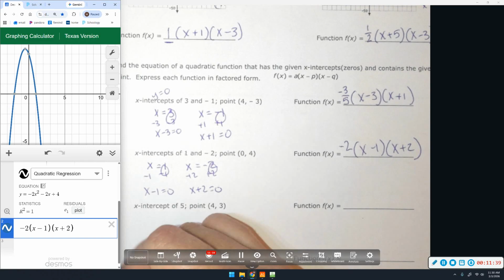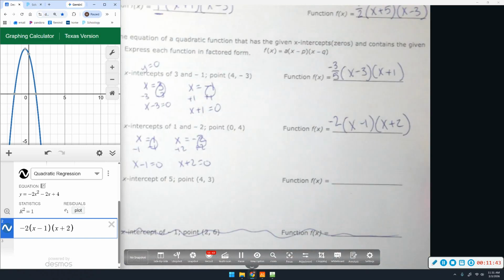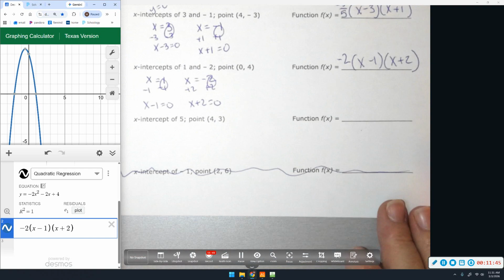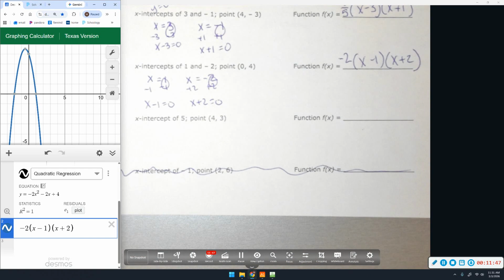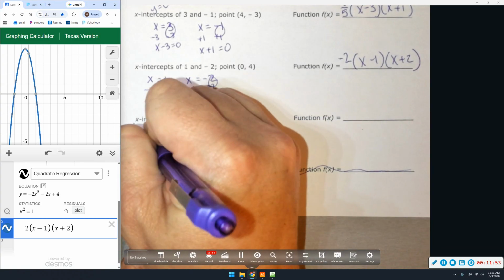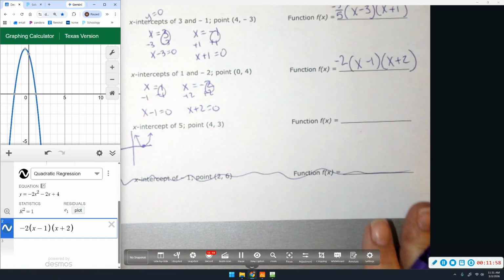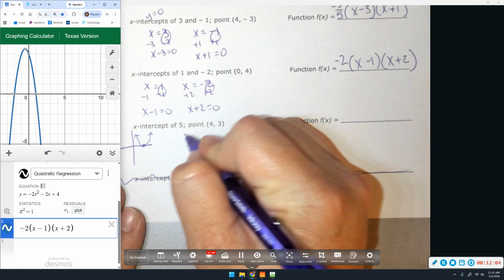Okay, we're not going to do number 6. We're just going to do number 5. What's different about number 5? It only has one intercept. Do y'all remember when there's only one intercept, it's going to be your vertex that's on that line. It could also be open downwards, but what I'm saying is the vertex is touching the line. Yes? Okay, so we're going to do x equals 5.